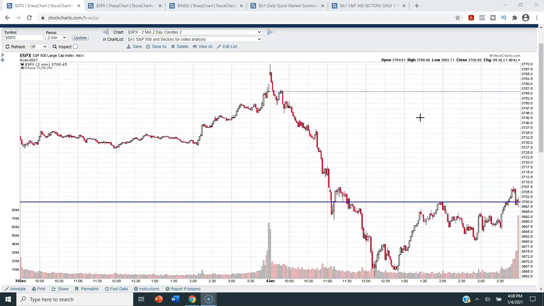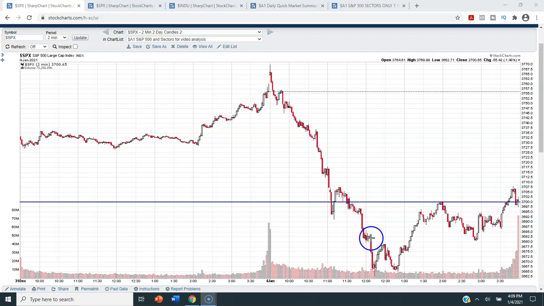We're going to start off with a 2-day, 2-minute candlestick chart of the S&P 500. The S&P 500 was down 1.48% today, and we closed at 3,700.65. The reason I went with this 2-day chart is so that you could see the gap up at the open, just a little bit of a gap up, and we made the highs of the day at the open, and then from there we immediately started to sell off. We broke beneath this blue line, this 3,700 level, which has been very challenging for us over the last month or so, and we'll take a further look at that in the next chart.